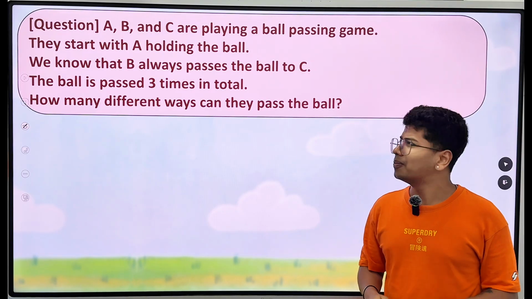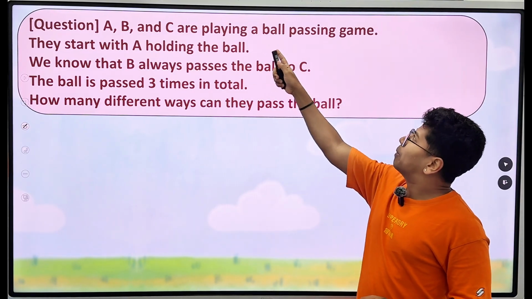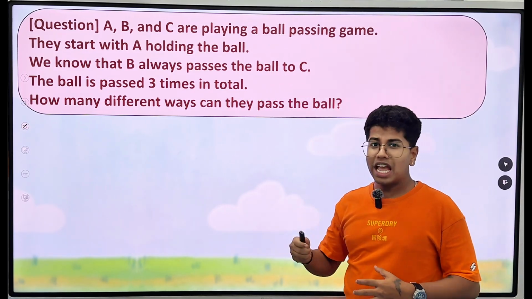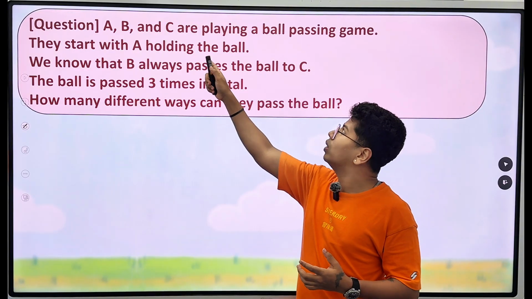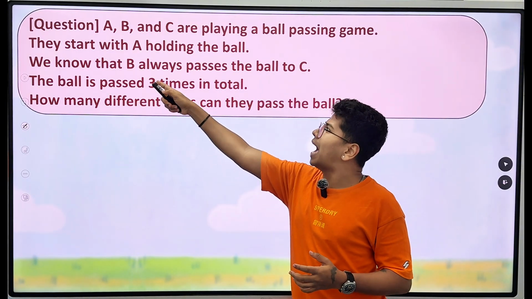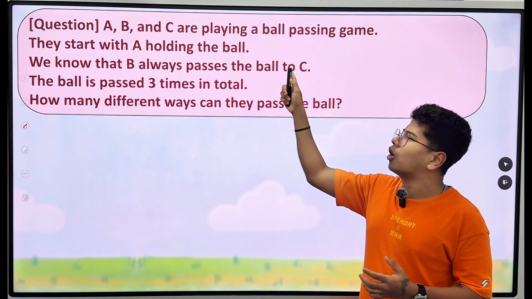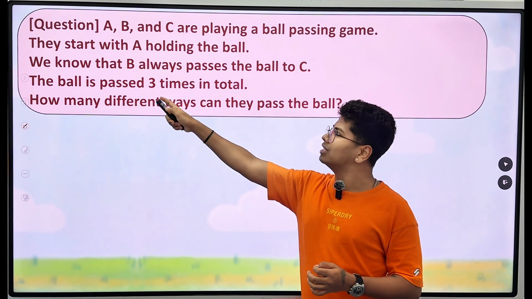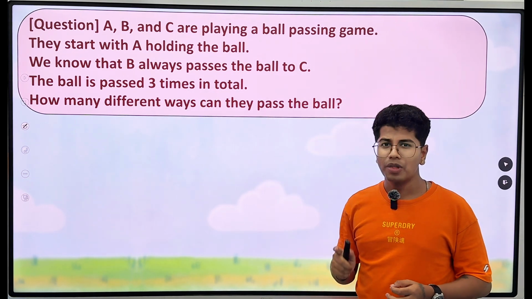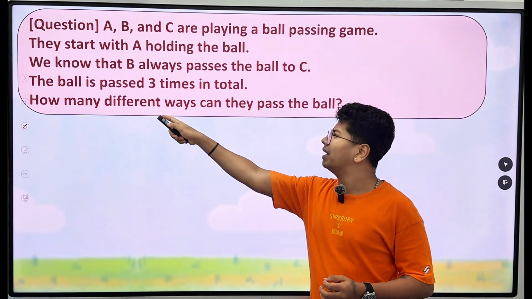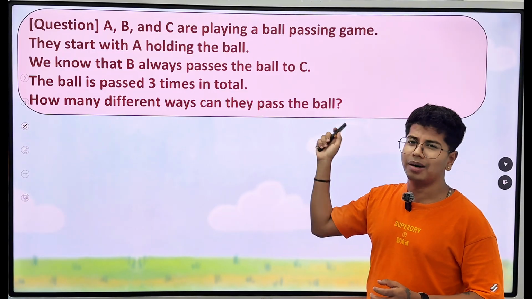The question is, A, B and C are playing a ball passing game. They start with A holding the ball. We know that B always passes the ball to C and the ball is passed 3 times in total. The question is asking how many different ways can they pass the ball.